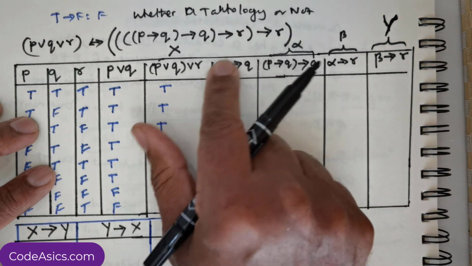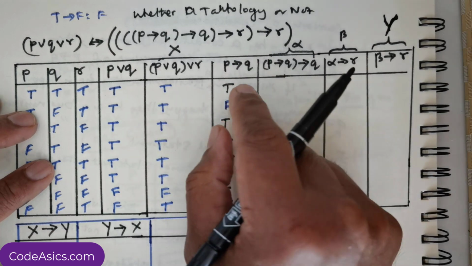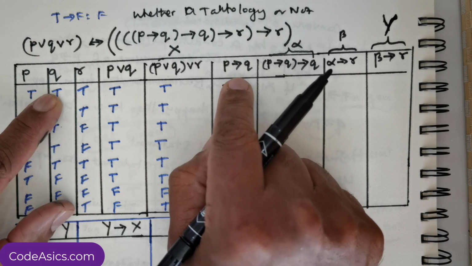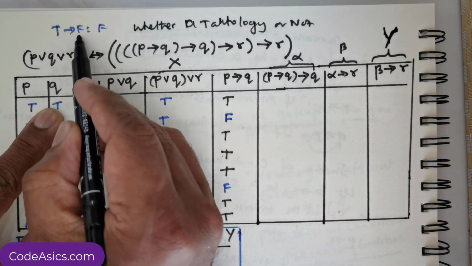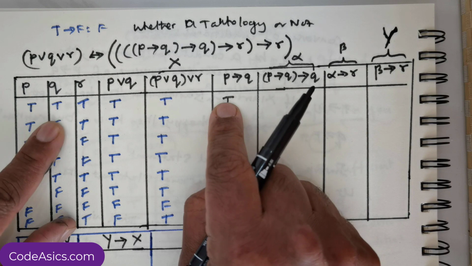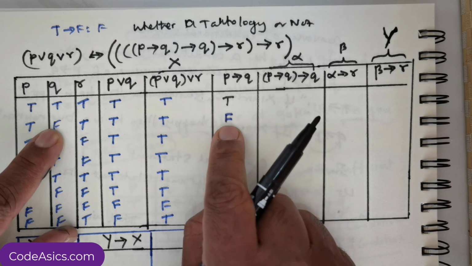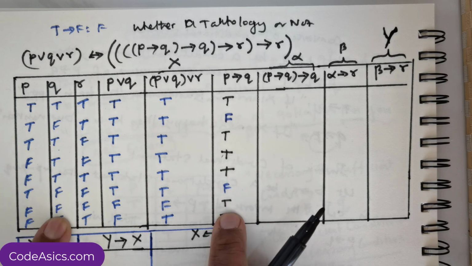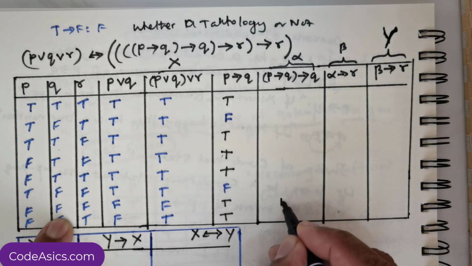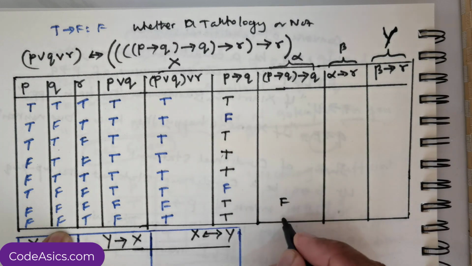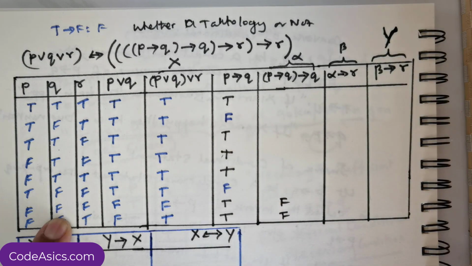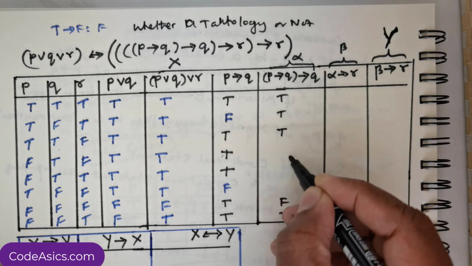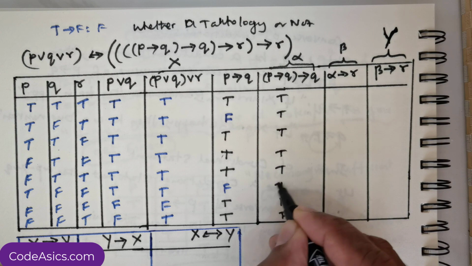Now we need to perform a conditional with this against Q. So use this clue. T going to F is F. So this versus this. Is there a T going to F? T, no. T, no. No. T going to F, yes. T going to F, this is going to be F. T going to F, this is going to be F. So rest of them are going to be T, T, T, T, T, T.